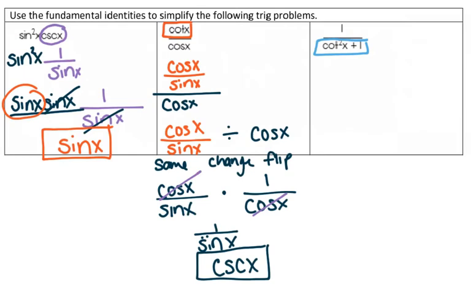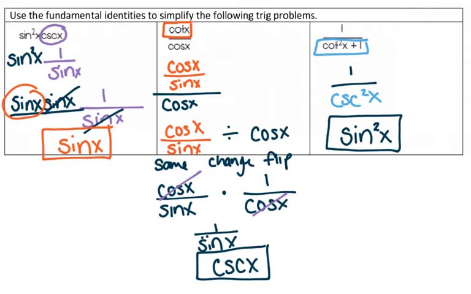Alright, so that's what I'm going to use. So I'm going to replace this, 1 over, and just change it to cosecant squared. Now we're going to use a reciprocal identity because 1 over cosecant is equal to sine. So 1 over cosecant squared would be equal to sine squared x. And that's our most simplified form.